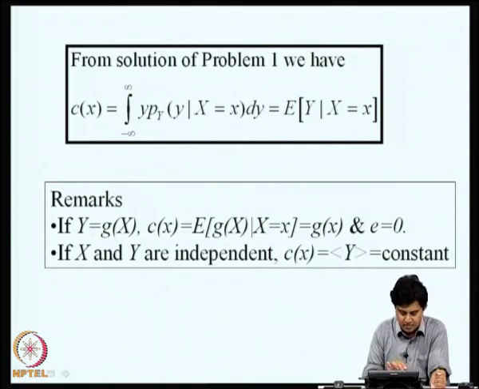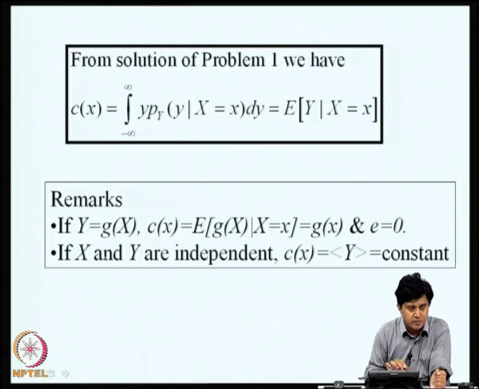Now, some remarks can be made. If y is g of x, that means there is a functional relationship between the two, c of x will be the expected value of g of x conditioned on x equal to x, which is nothing but g of x, and E becomes 0. If x and y are independent, c of x is the expected value of y, which is a constant.